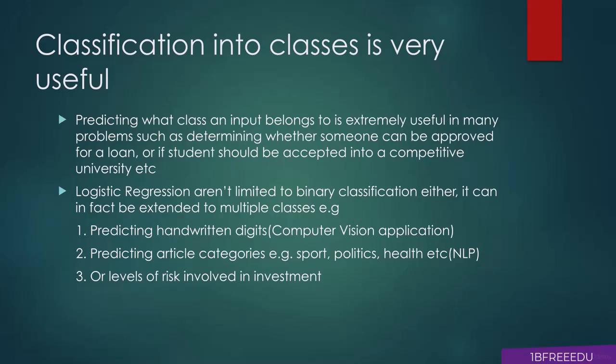So logistic regression is not limited to binary classification. In fact, it can be extended to multiple classes. For example, predicting handwritten digits, predicting article categories, whether it's sports, politics, or health, or you can also use it to predict the level of risk involved in investments, right?